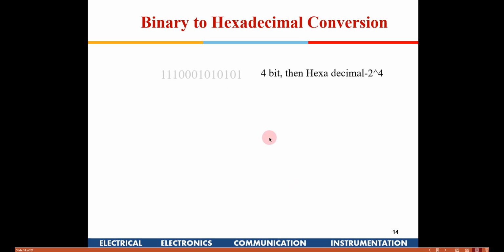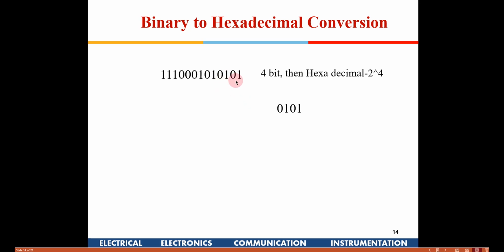Similarly, binary to hexadecimal. So this is a binary number, and if you have to convert it into hexadecimal. Now, hexadecimal is what? 0 to F. There are a total of 16 different unique digits from 0 to F. That is 2 to the power of 4, which means 4 bits. Now you can combine 4 bits into a single hexadecimal digit.